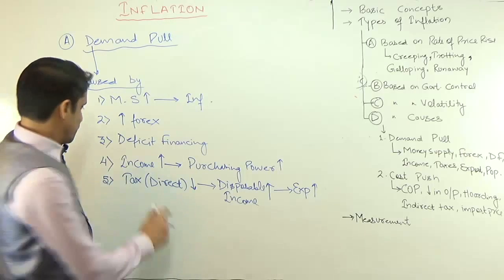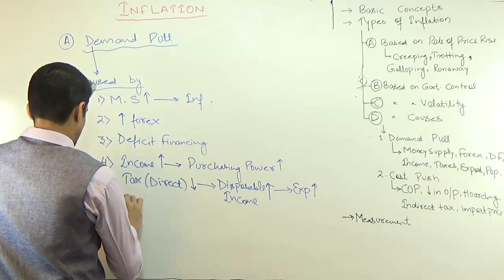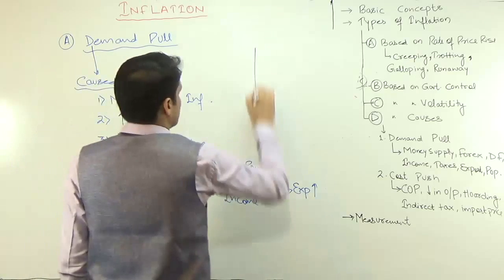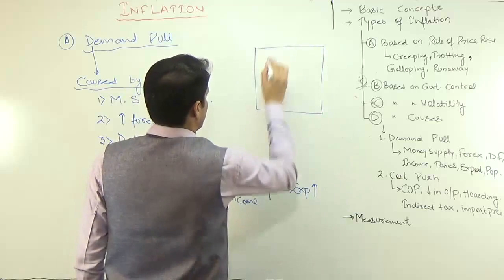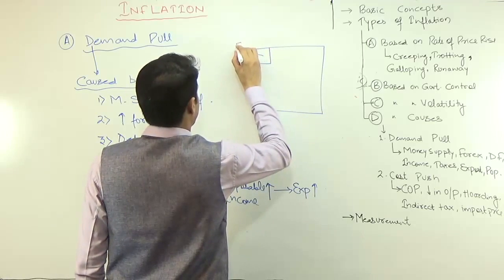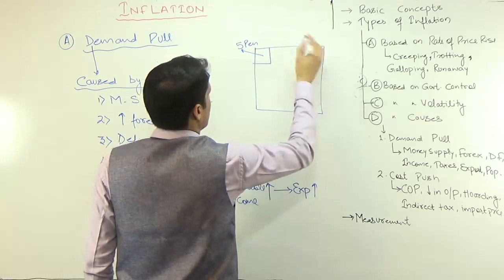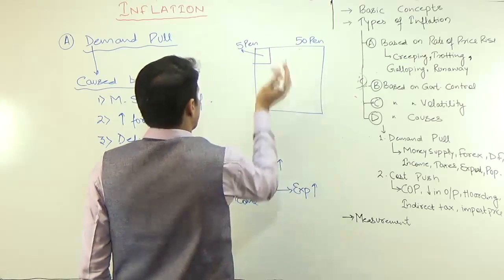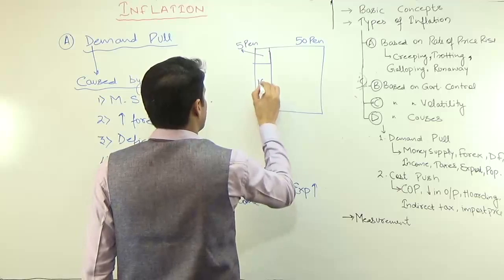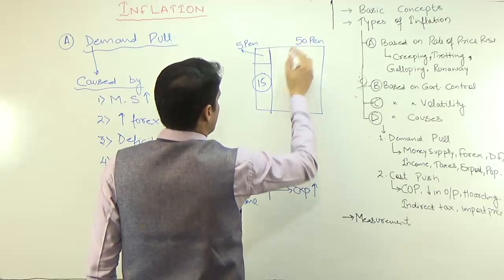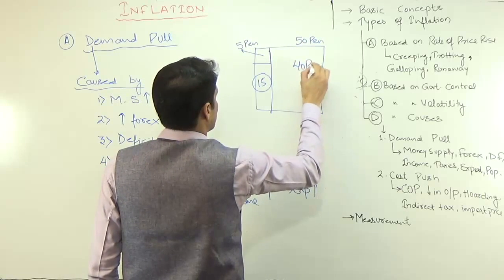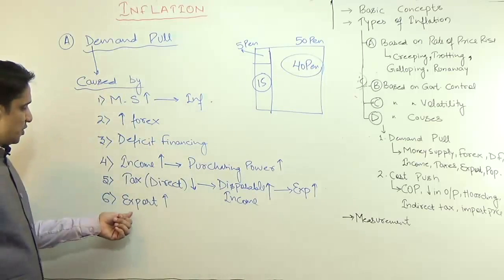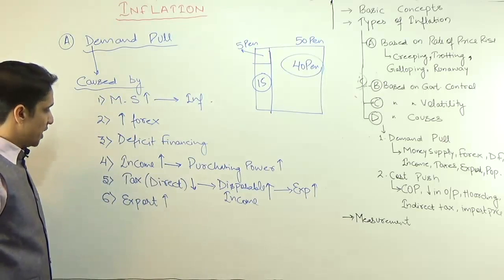Then we have the export. Increase in export is the reason. Suppose this is the Indian economy and you are exporting 5 pens and there is a demand of 50 pens in India. Suppose you have increased the export from 5 to 15, so it means the pens available in India will decrease to 40. So the demand for pens will increase. So increase in net export is also one of the reasons of demand pull.